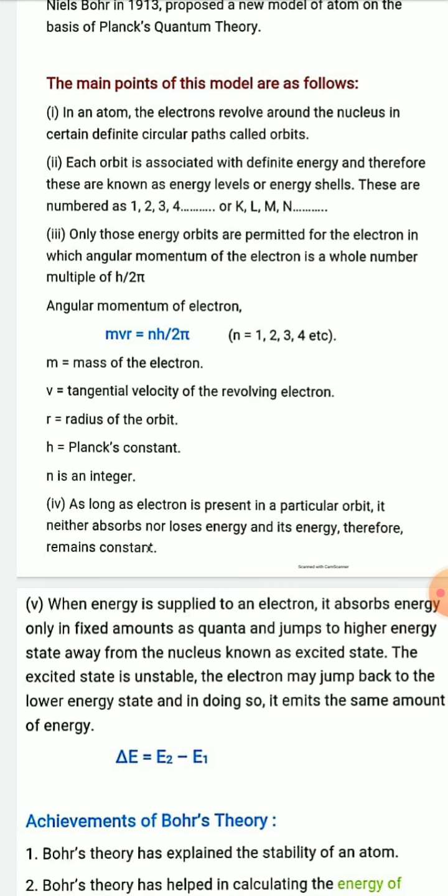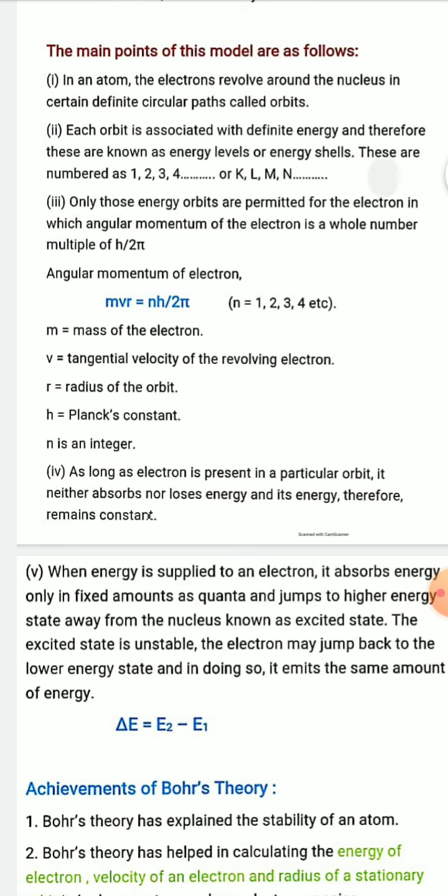The next point of Bohr's atomic model is, as long as an electron is present in a particular orbit, it neither absorbs nor loses energy, and its energy therefore remains constant.